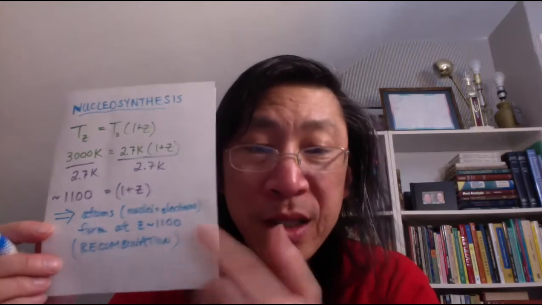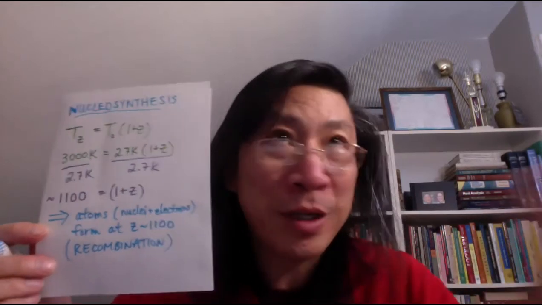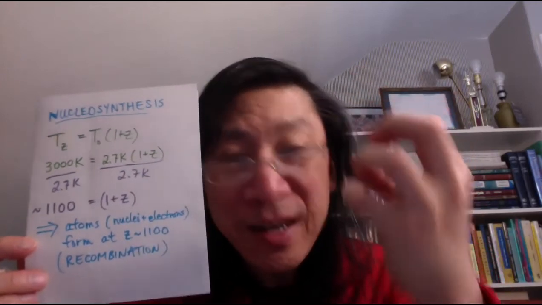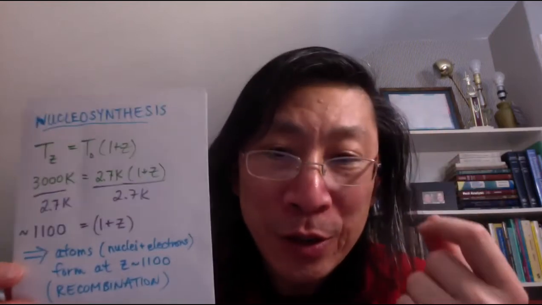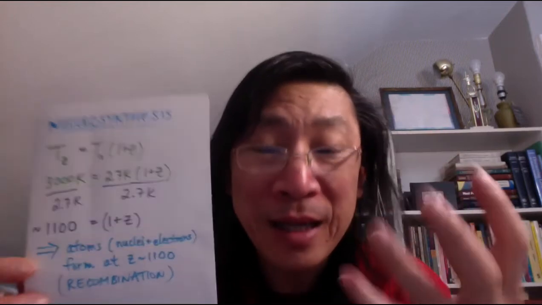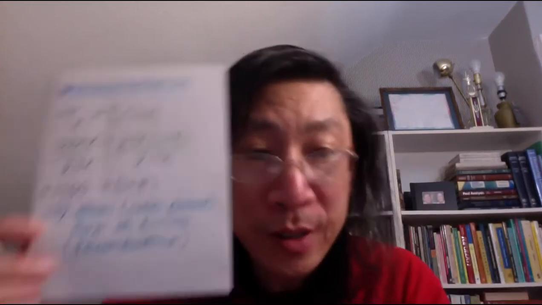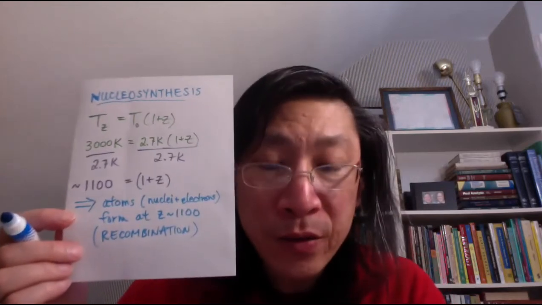But this kind of recombination is almost like a term from physical chemistry or chemical physics, where you actually put them together and they exist and stay as an atom, a stable atom that has neutral charge. So recombination happens at about redshift of 1100.